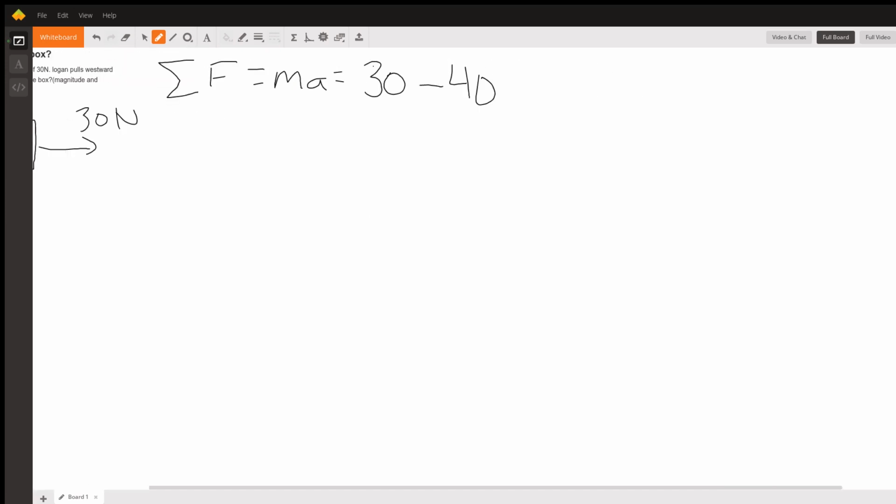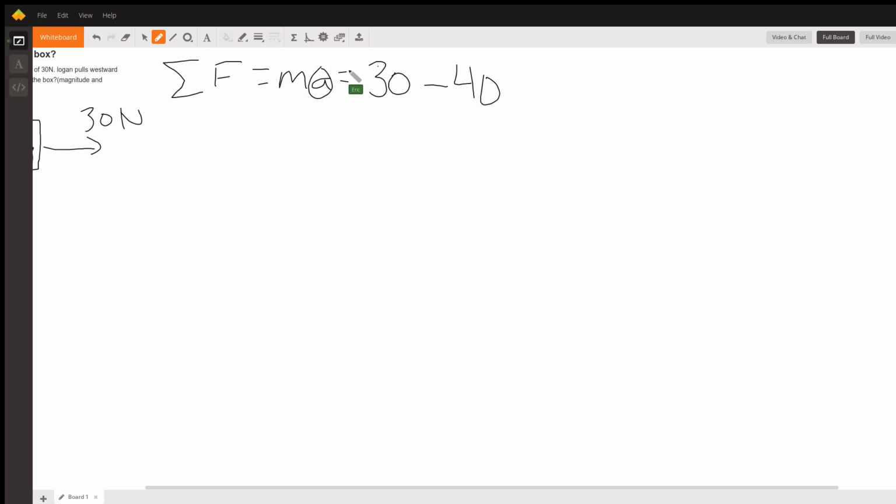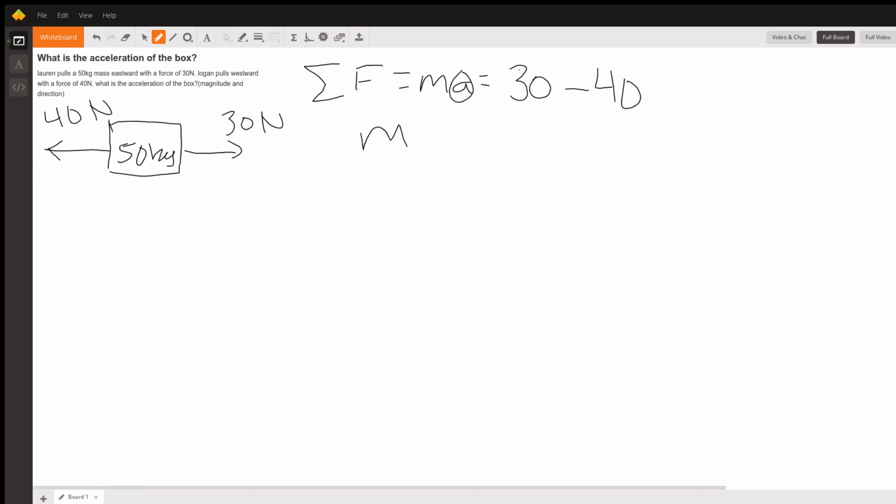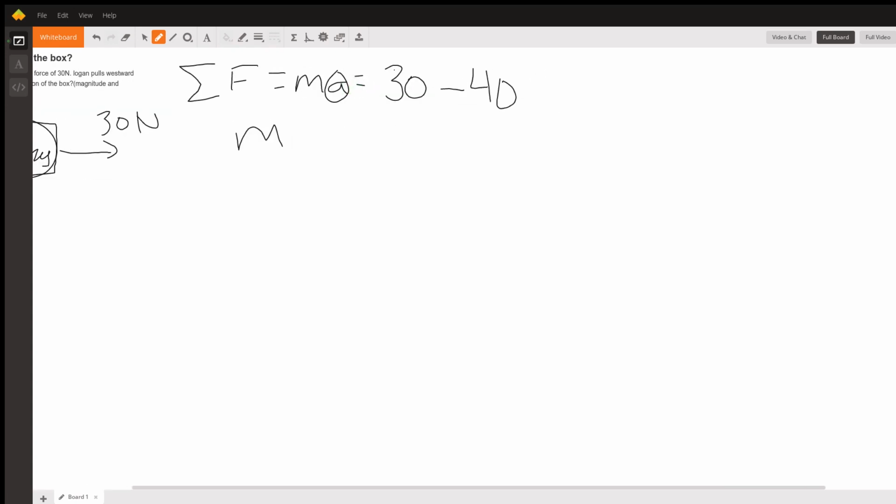So looking at this, we have to figure out the acceleration, that is what we're looking for here. So the easy part of this, 30 minus 40, is negative 10. I'm going to write down the mass because it gives it to us in the problem. It's 50 kilograms. So we get 50 kilograms times the acceleration, what we're solving for, equals negative 10.